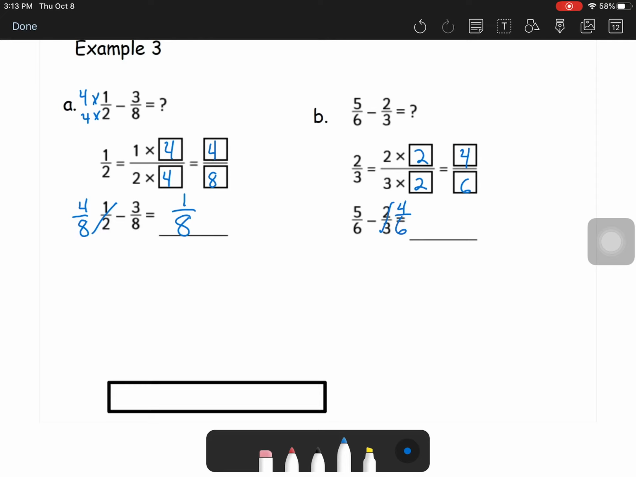So here I'd look and I'd say, okay, I got to go times 2 times 2, and that's how I'm going to get my equivalent fraction here. So then 5 minus 4 is 1, and then I leave the 6's alone.